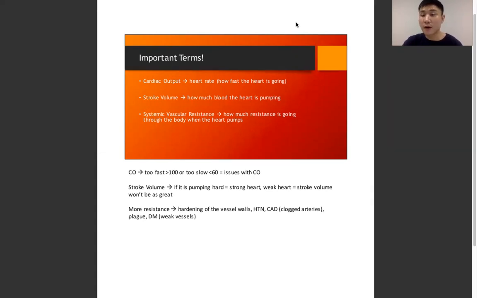The first one is the cardiac output. So cardiac is the heart and output is the volume. So basically cardiac output is how much volume of blood is pumping out every time it beats. The reason it's associated with heart rate is because a fast heart rate or slow heart rate will affect cardiac output.